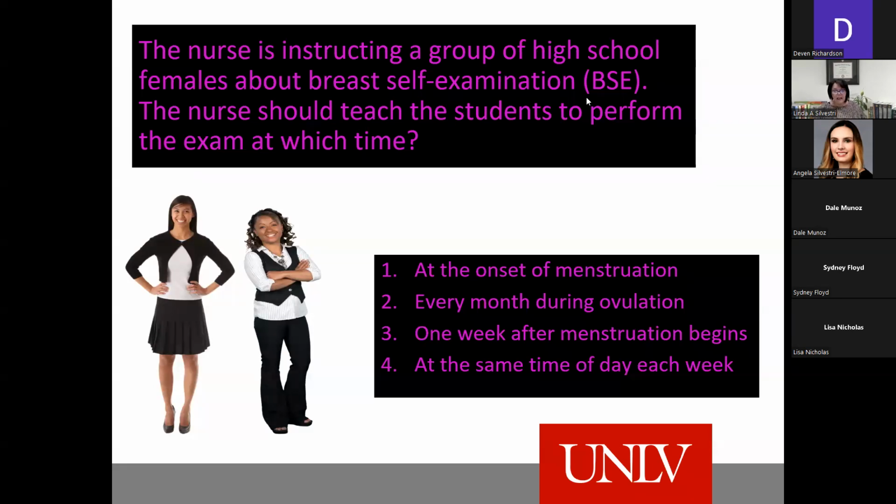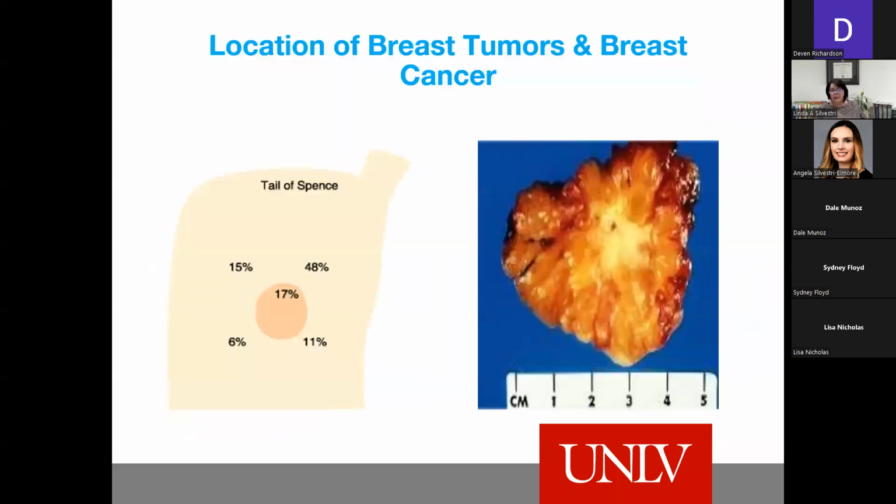Okay, on the next slide, we show, I think, a picture here of where the location of breast tumors are. On the right, you see a picture of breast cancer. On the left, you see the breast and the tail of Spence, which is where most of the tumors occur, 48%, and that's sort of up towards the armpit. Okay, just to keep that in mind.